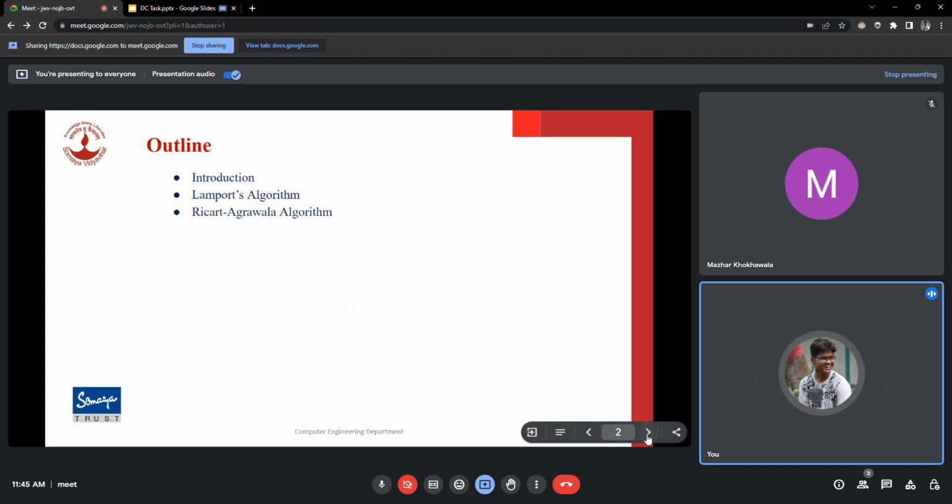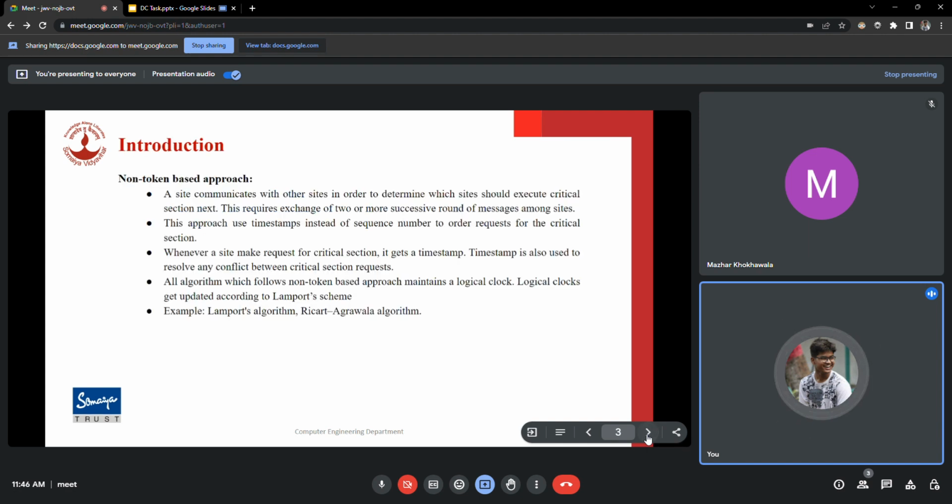Now the next slide, or the first slide, will give you an outline about what the presentation is going to be about. First we'll get an introduction about what non-token based algorithms are, and the two prominent non-token based algorithms are Lamport's algorithm and Ricart-Agrawala algorithm. So let's get an introduction about what non-token based approach or algorithms are.